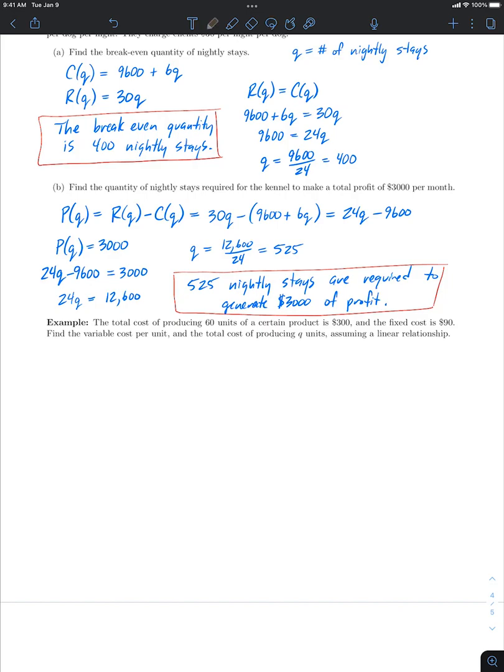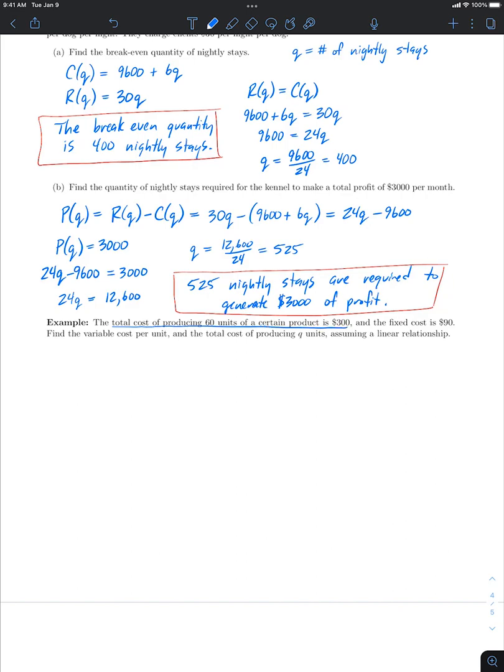Okay, so the last example in this section is another one of those abstract examples. It just refers to producing units of a certain product. It doesn't specify what exactly the product is, but we can just speak in terms of general ideas here. Okay, so what are we given? We're given information in this question. I'll underline as I go. So we're told that the total cost of producing 60 units is $300.